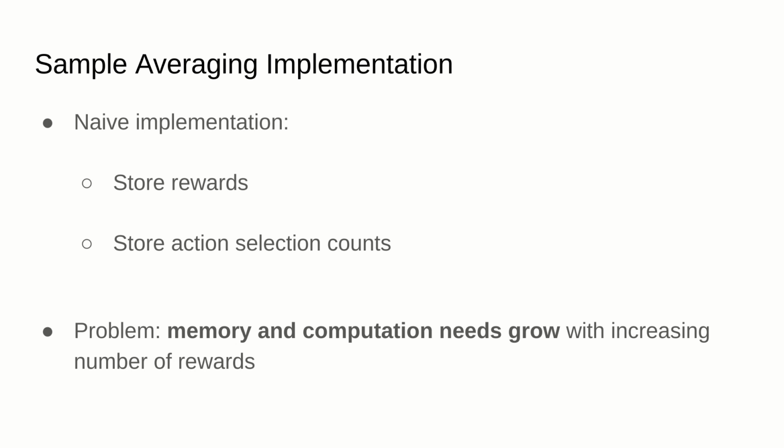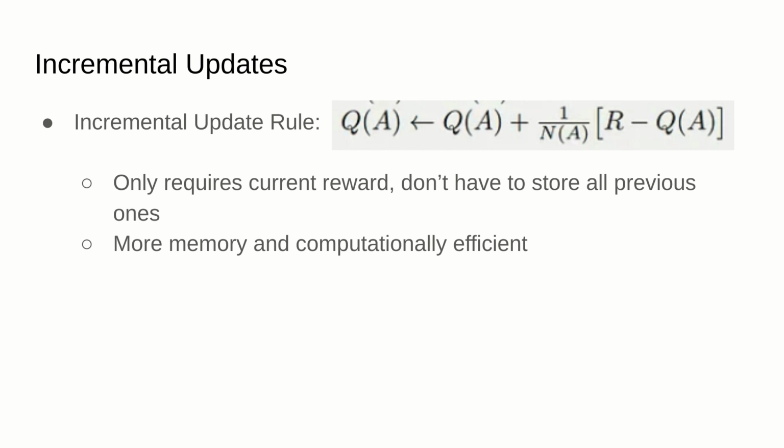The problem with this implementation is that the memory and computation needs grow as more rewards are seen. As we see more rewards, we would have to store more rewards, and the computation to sum up all of them would take increasingly longer. Instead, we'd like to avoid having to save all of the rewards to lower memory and computation needs. This can be done through an algorithm called incremental updating.